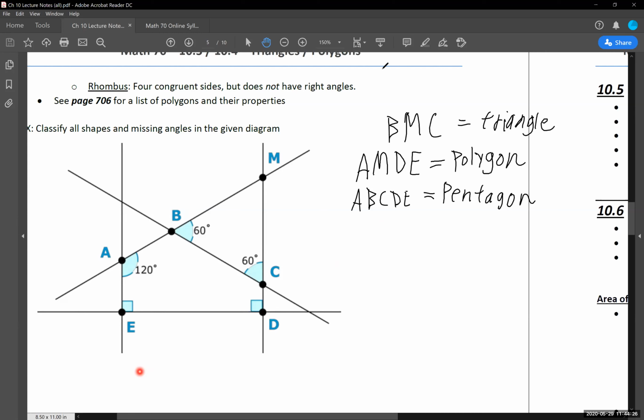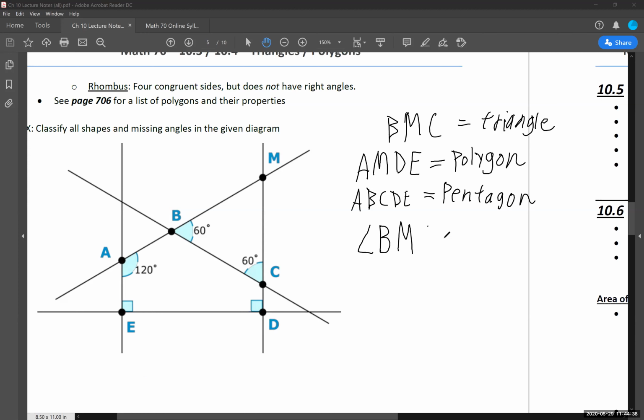But let's look at 3 angles that we can work with here. So let's say we are asked to calculate angle BMC. So angle BMC, the one that is created from points BMC. So I need to find this angle right up here. Now, based on what we just went through, one of the properties of a triangle is that all of the interior angles add up to equal 180 degrees.